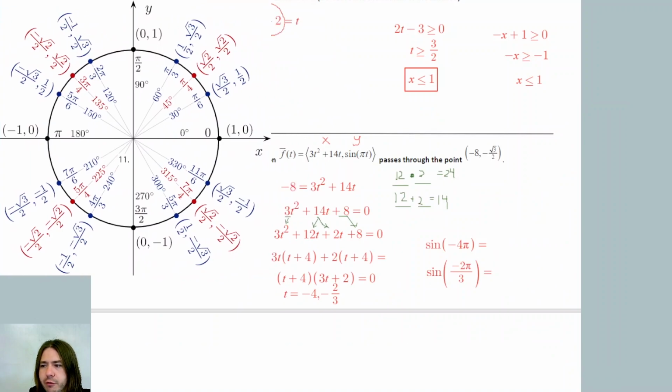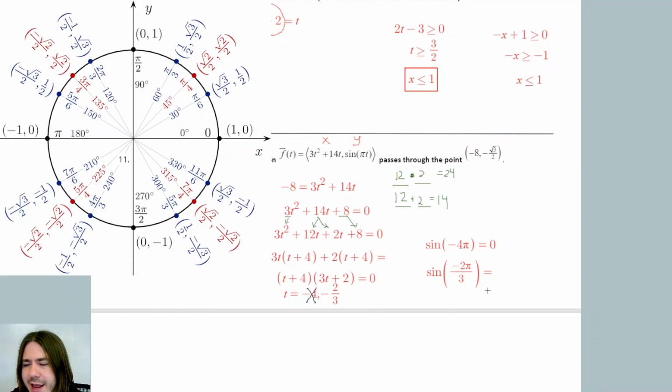And so the sine of -4 pi, so as you look at your unit circle, you're going to spin around essentially twice, right? One full revolution is 2 pi radians. And if I go the negative direction, meaning clockwise, I'll spin around twice and end up back at 0. And so the sine of that angle measure would be 0. So that is not what we're looking for. We want it to be -√3/2, so we can conclude that time equals -4. Unfortunately, that is not going to satisfy the second condition. At time equals -4, the x is -8, but the y is not -√3/2.